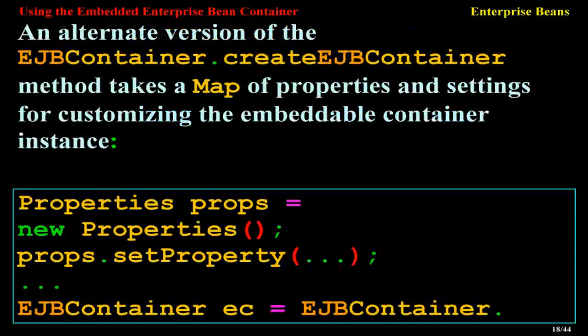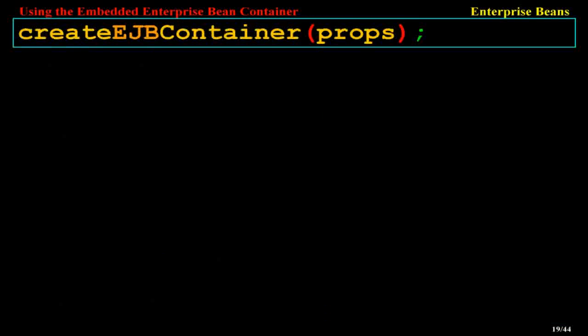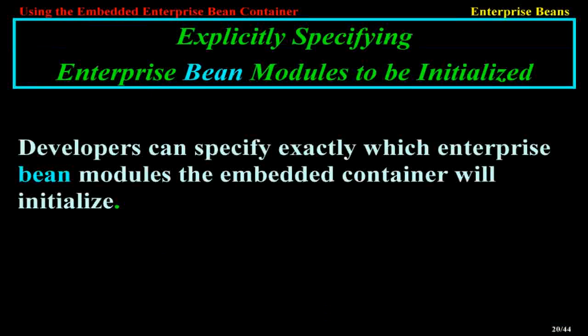An alternate version of the EJBContainer.createEJBContainer method takes a map of properties and settings for customizing the embeddable container instance. Properties props = new Properties(); props.setProperty(...); EJBContainer ec = EJBContainer.createEJBContainer(props). Explicitly specifying EJB modules to be initialized.